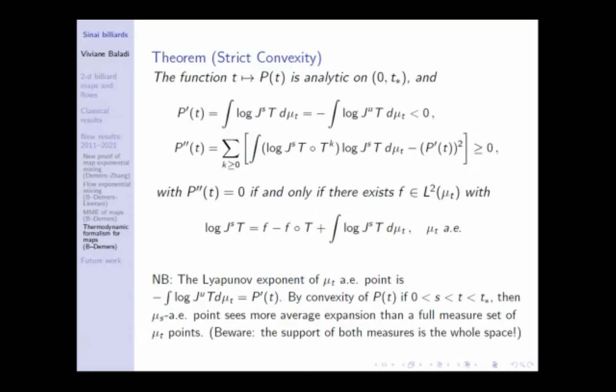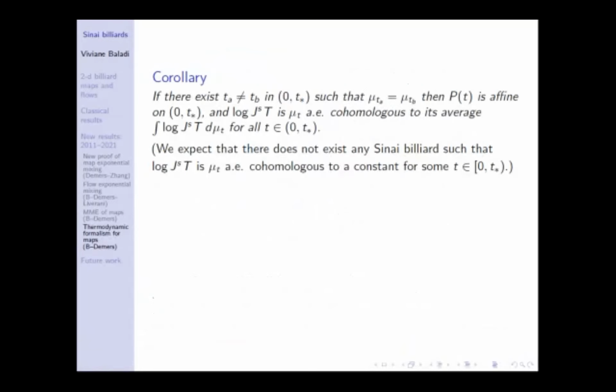However, both measures have full support. So maybe we should still work to understand the physical meaning of these measures, but it's natural to study them. And the last point is that if you have two equilibrium states for different parameters which coincide, we expect this never happens, but we don't know how to prove that.